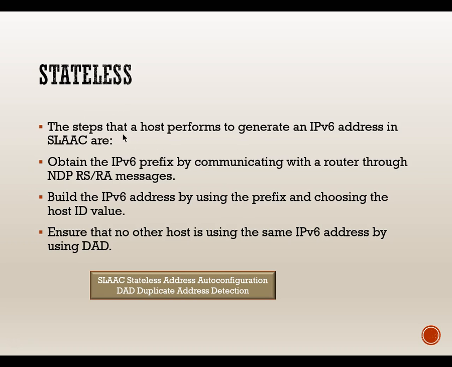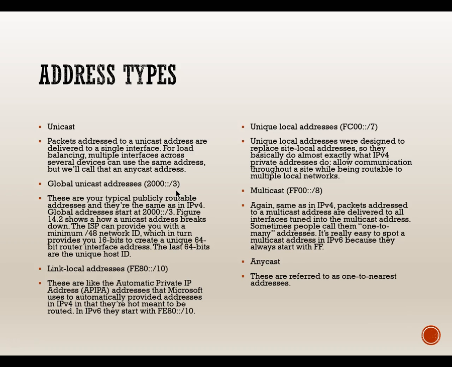The stateless steps the host performs to generate it: it obtains the IPv6 prefix by communicating with the router through the router solicitation and router advertisement messages, then builds an IPv6 address using the prefix and choosing the host ID value. And then it's going to check to be sure that nobody else is using that same IPv6 address by using DAD, duplicate address detection. And SLAAC up here is stateless address auto-configuration. The abbreviations drive me crazy.